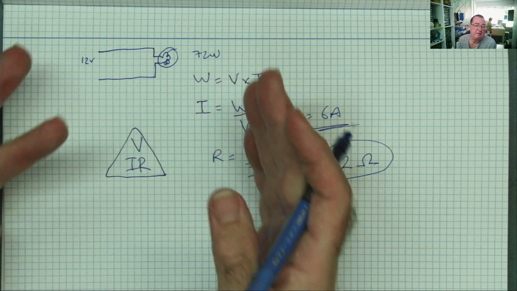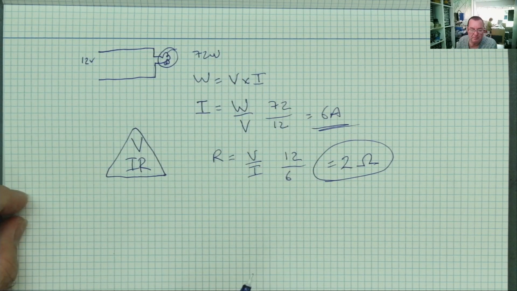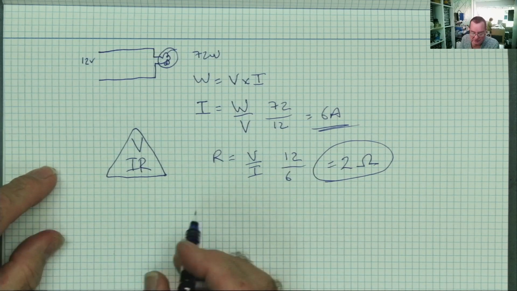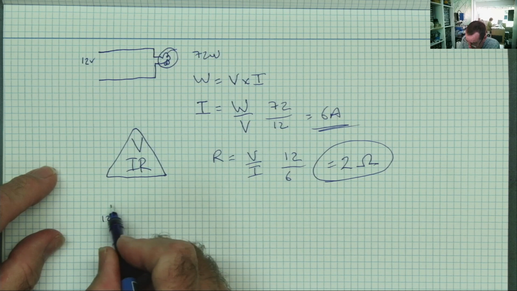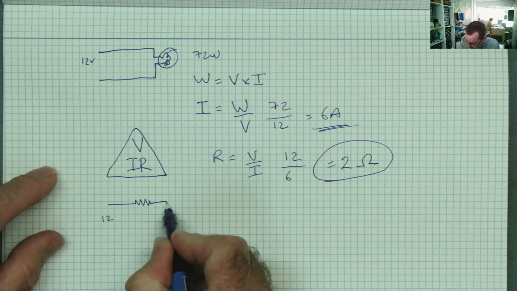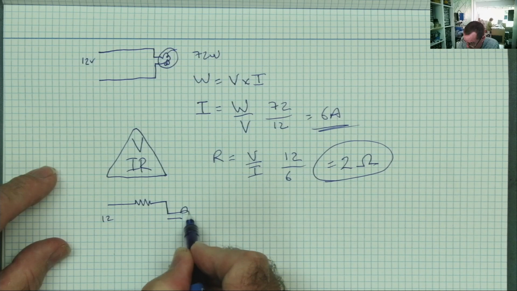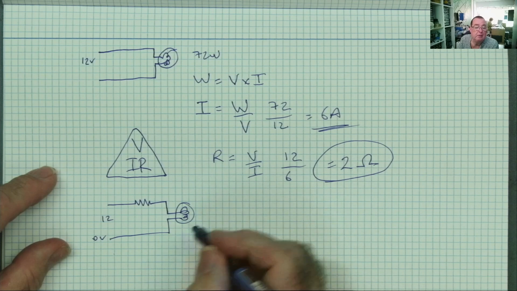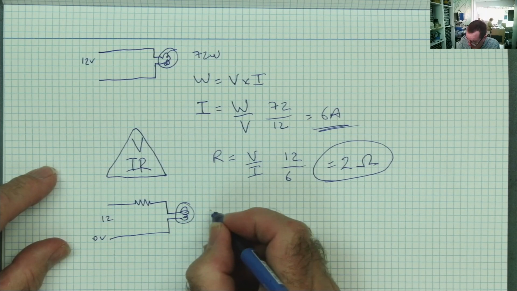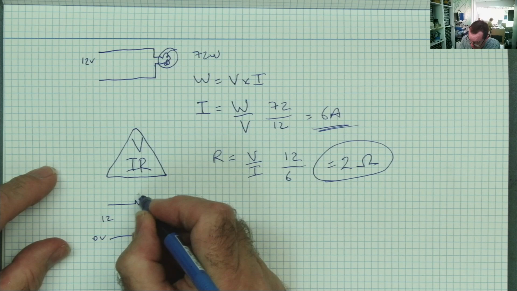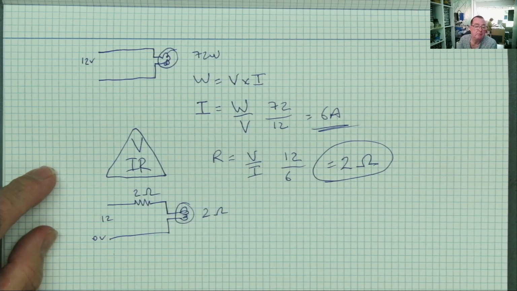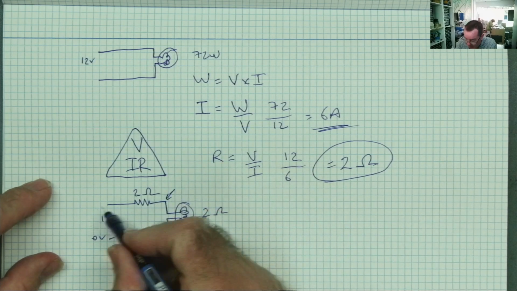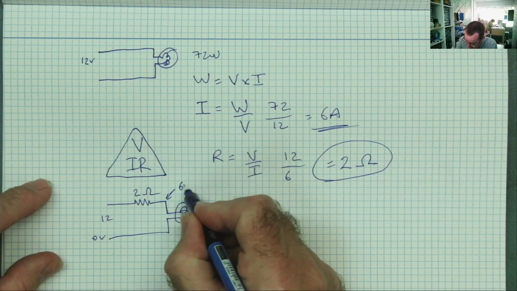Now, if we want to make this glow at half brightness, I say half because it won't be exactly, because the temperature of the filament will change, etc. But we put our resistor in here, our light bulb, 0 volts. The resistance of the light bulb is 2 ohms, so we put a resistor here which is 2 ohms. We now have, as I described before, half the voltage across the light bulb and half across the resistor, so the voltage here is 6 volts.